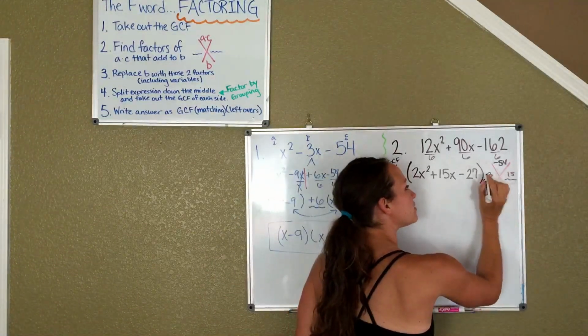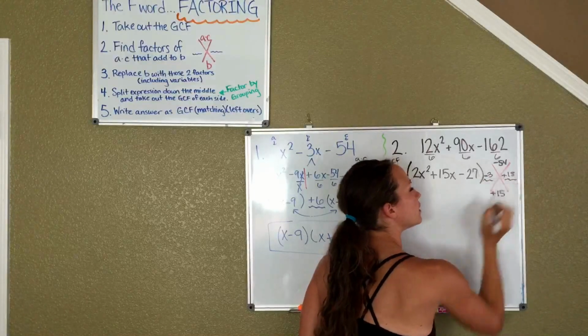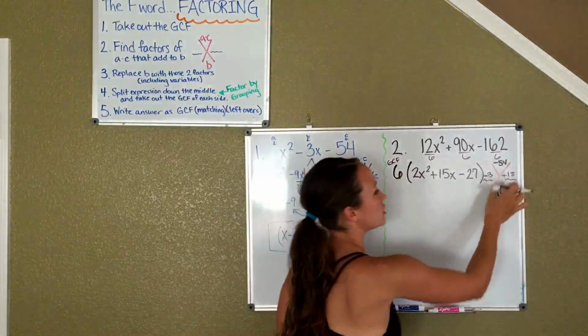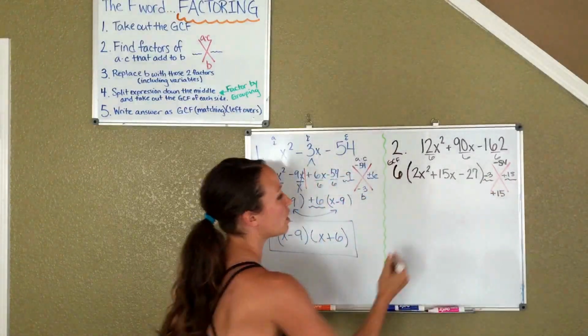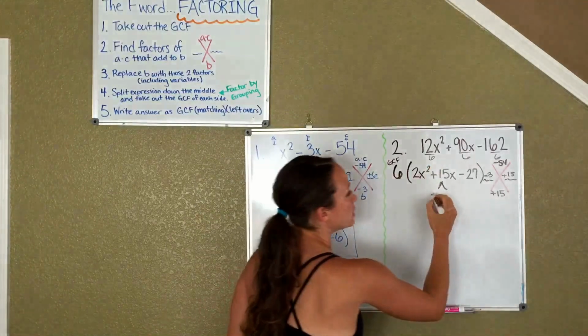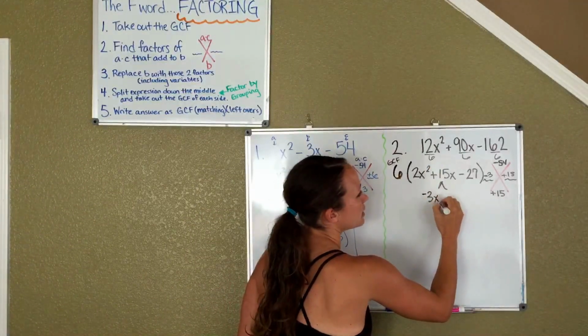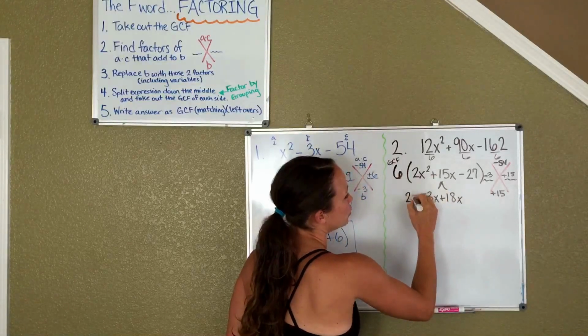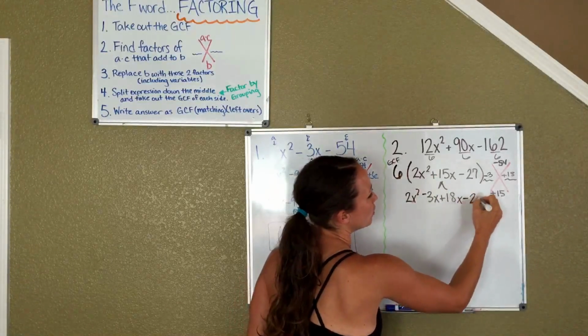Let's just flip this negative sign over here to the 3. Make that a positive 18, and look, that turns out beautifully. It turns into a positive 15. Moving right along now. We're going to take these butterfly wings, add the variables, and put them right here. So this is a negative 3x plus 18x. And I'm going to bring down the 2x squared and the negative 27.